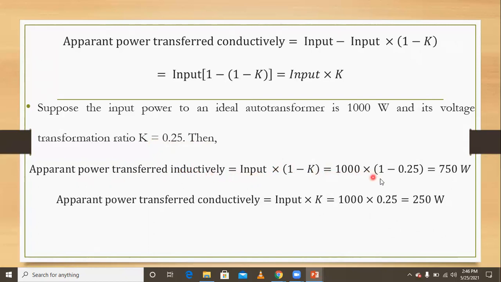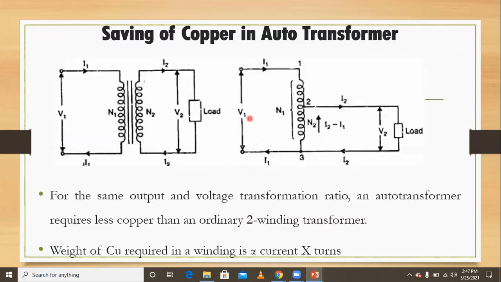That is 1000 into 1 minus 0.25, equal to 750 watts. Then apparent power transferred conductively is equal to input into k, that is 1000 into 0.25, equal to 250 watts. Like this, the power can be transferred from primary to secondary inductively and conductively. So this is the power transfer in a transformer, inductively and conductively. And next, saving of copper in an auto transformer.